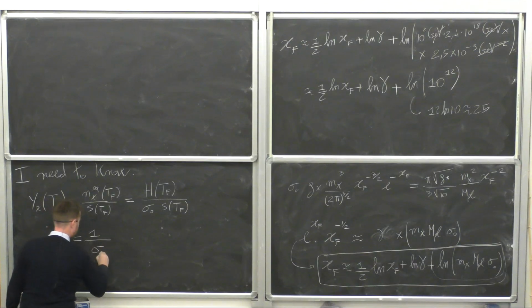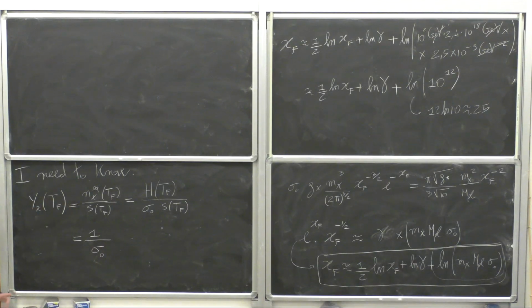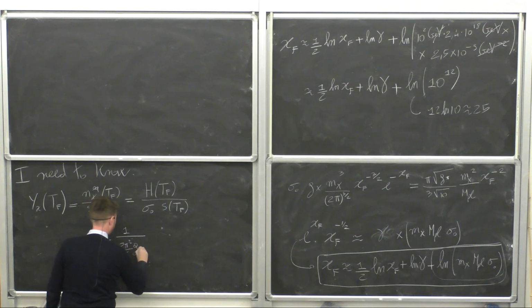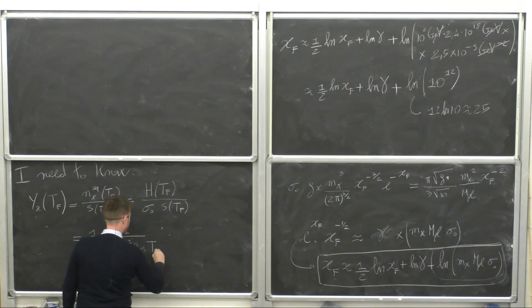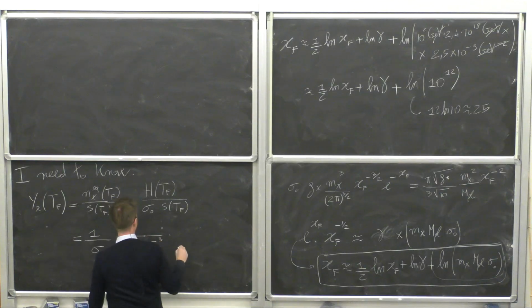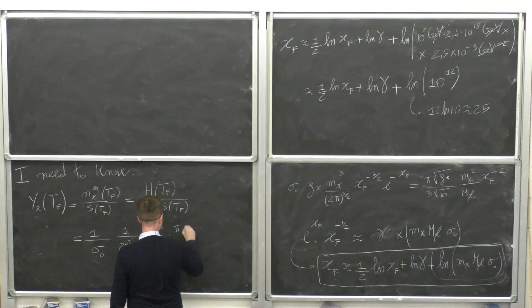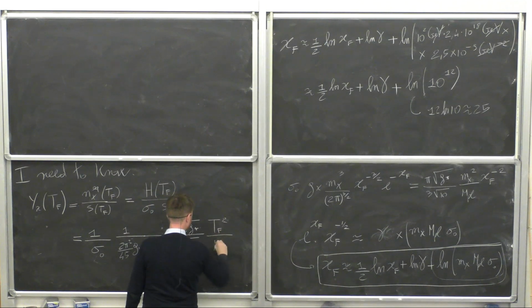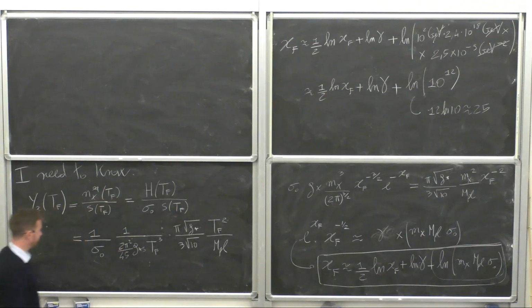So I have 1 over sigma 0, and you see already that sigma 0 is in the denominator. We will discuss this in a second. Then we have 1 over 2 pi squared over 45 g star s T_F cubed. And then you have Hubble. Okay, that's the expression. We are almost done.